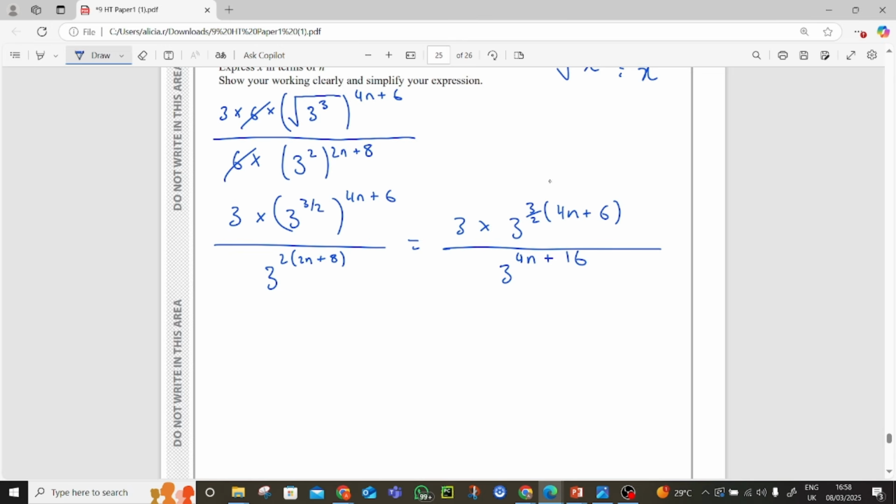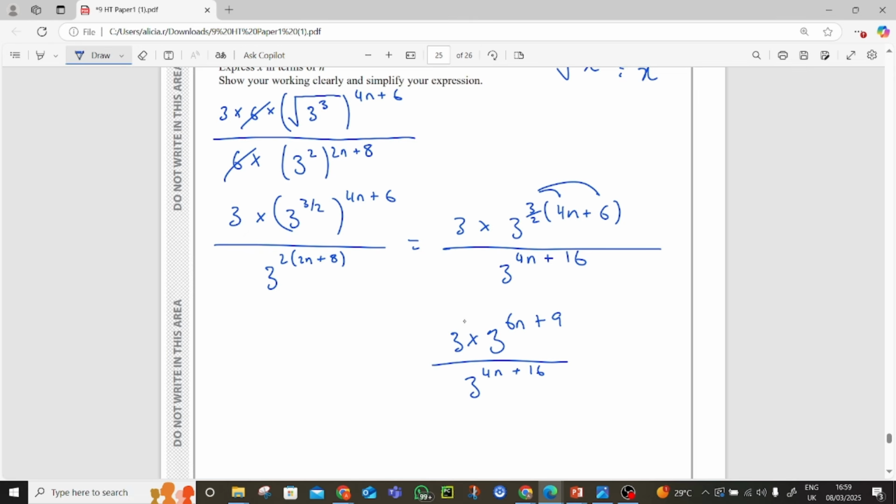Okay, we're close. I'm going to do that expansion I did at the bottom on the top as well. So this is going to be 3 times, now 4 times 3 is 12, divided by 2 is 6, so this is 6n, oh no, 3 to the 6n. And then 3 times 6 is 18, divided by 2 is plus 9. And this is all over 3 to the 4n plus 16.